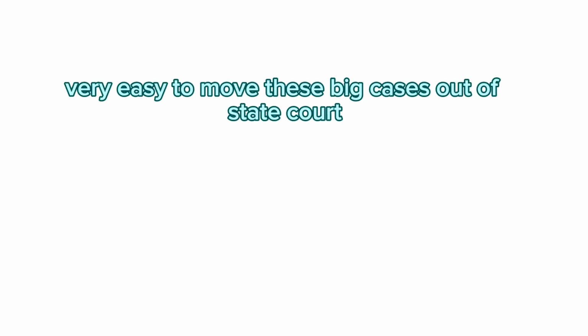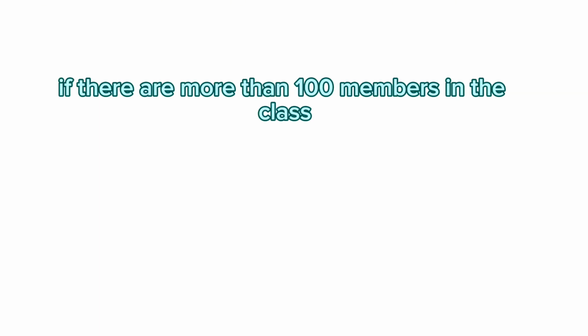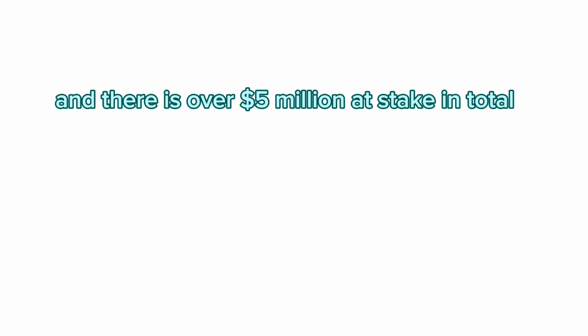Congress realized this was potentially unfair to interstate businesses, so CAFA makes it very, very easy to move these big cases out of state court and into federal court. What's the threshold for the feds to take over the case? If there are more than 100 members in the class and there's over $5 million at stake in total, the case can be moved to federal court.